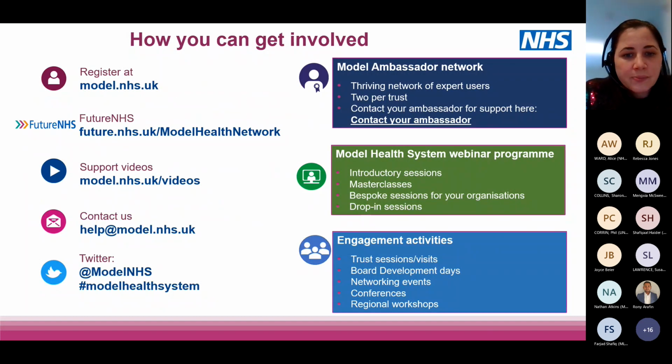They're expert users, in continuous contact with us, and the key point of contact within your trust. If there isn't any information about that person, then that means we do not have one for your trust. So we'd encourage you to get in touch, and if you think that's something you might be interested in, we'd happily go through the ambassador program with you.